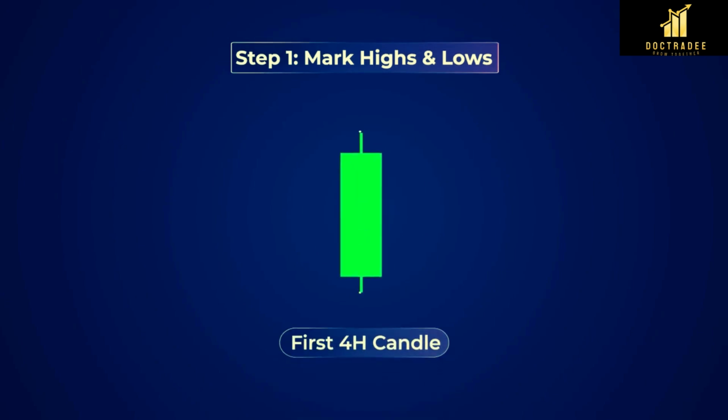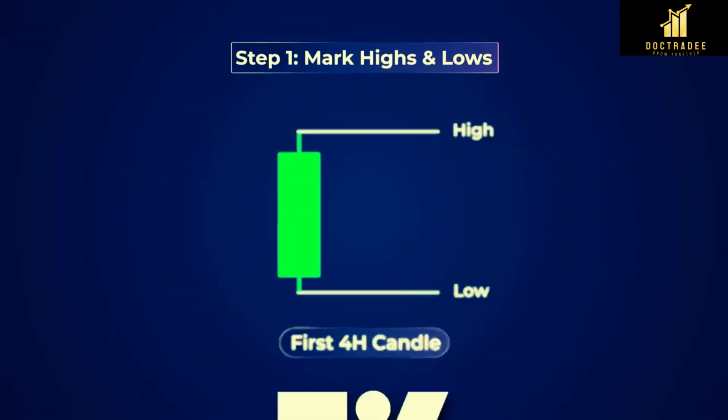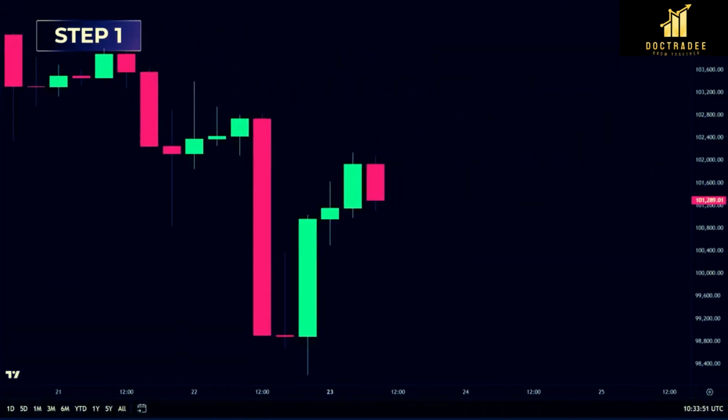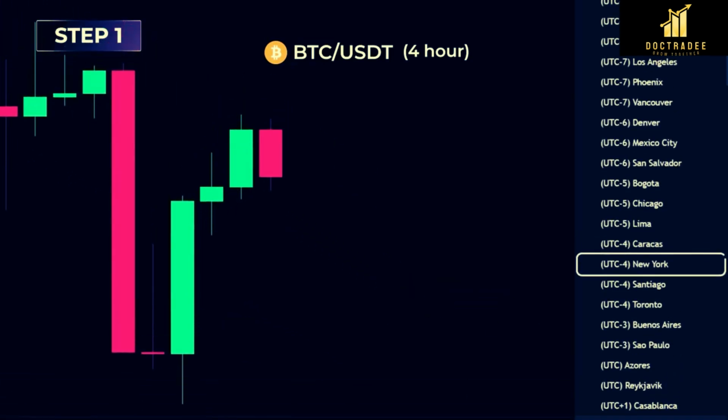The first thing you want to do is mark the high and low of the first 4-hour candle that forms during the day. Here's how to do that on TradingView. First, choose any chart depending on the asset you're trading. For this example, I'm using the Bitcoin chart. Then, make sure the time frame is set to 4 hours, which means each candle represents 4 hours of price movement. Next, go to the time zone setting on the bottom right corner of the chart and select New York time.